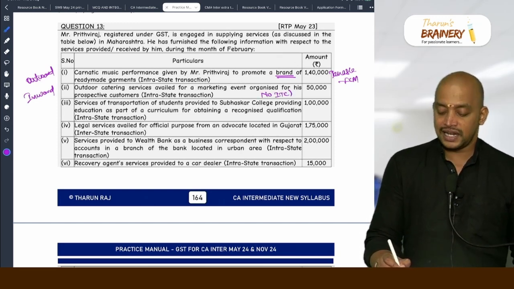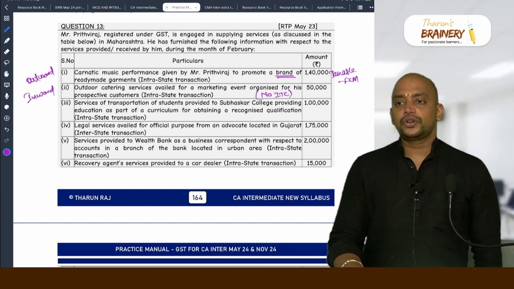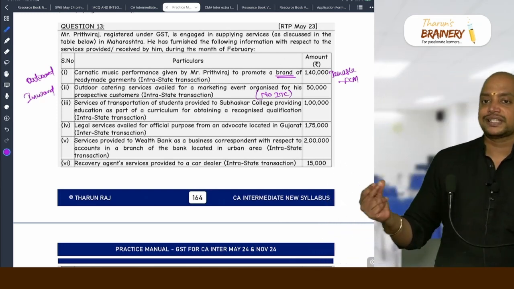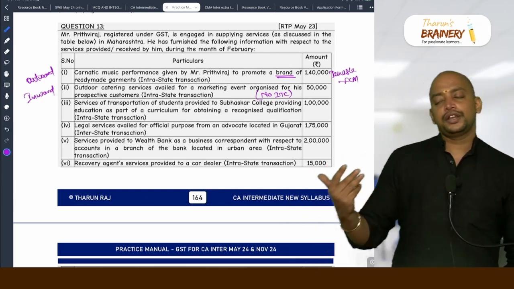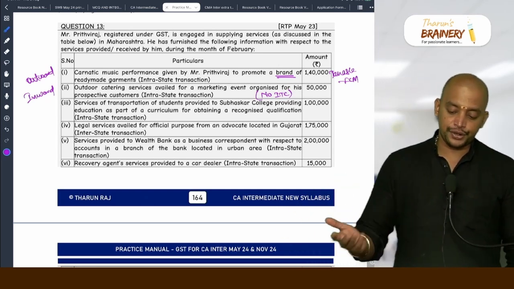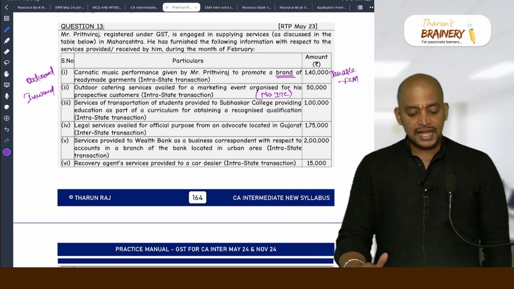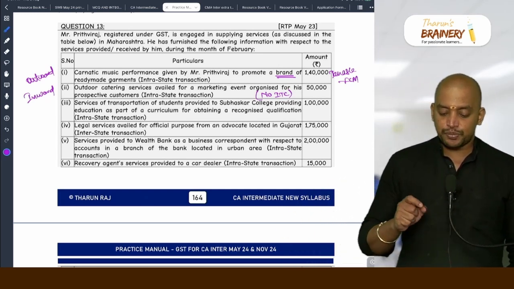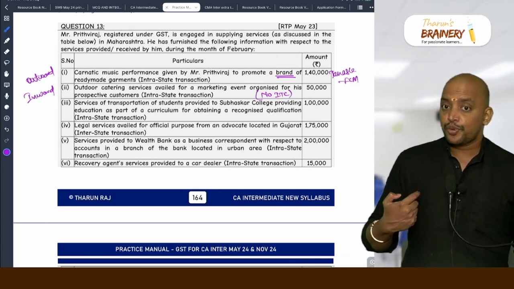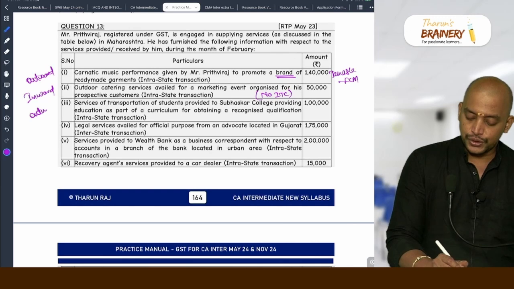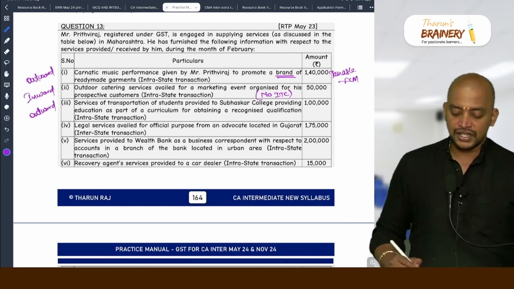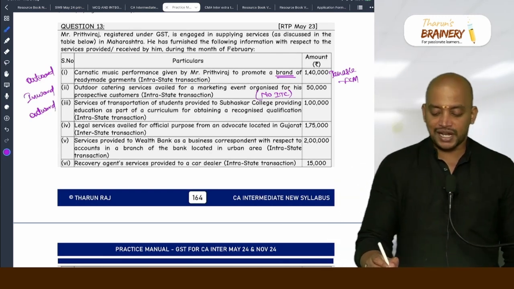Why no ITC? Food and beverages, outdoor catering. If inward supply and outward supply are of the same category, it is available, but it is not. Inward is not part of outward supply, no. Statutory obligation, no. Consequently, no ITC. Services of transportation of students provided to, means outward, to Subhaskar College, providing education as a part of curriculum, taxable.